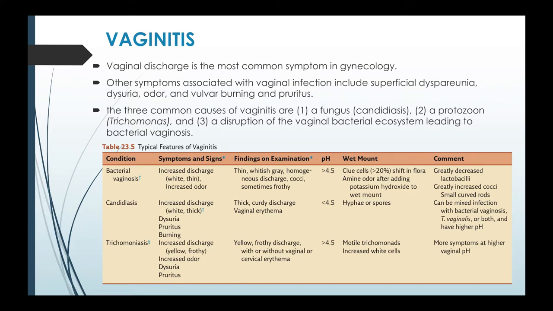The three most common causes of vaginitis are candidiasis, or a fungal infection, a protozoan infection in the form of trichomonas or trichomoniasis, and a disruption of the vaginal bacterial ecosystem leading to bacterial vaginosis. As you can see here, we can differentiate each of these vaginitis differential diagnoses by using pH.